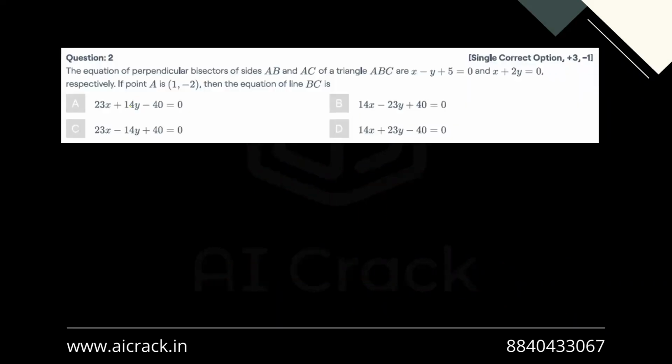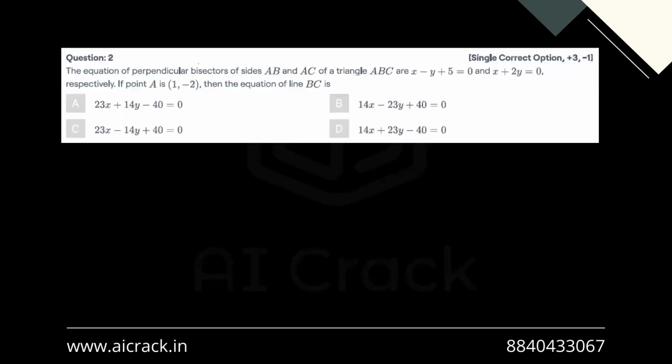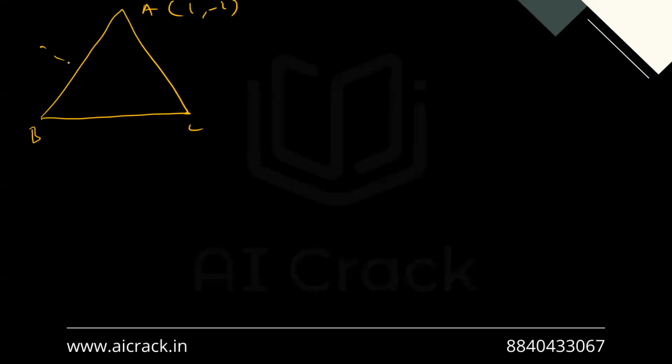Now let's look at the second question. The equation of perpendicular bisectors of sides AB and AC of triangle ABC are this and this. If point A is (1, -2), then the equation of line BC is... I think I have covered this kind of problem in one of the lectures as well. A's coordinates are (1, -2), and the perpendicular bisector over here is x - y + 5 = 0, and this one over here is x + 2y = 0.